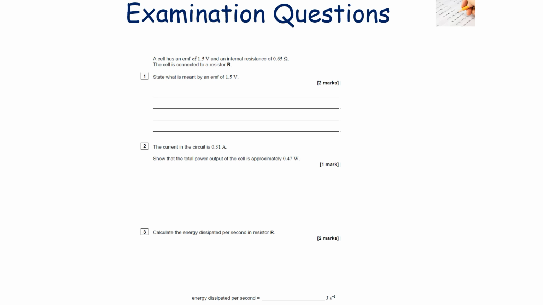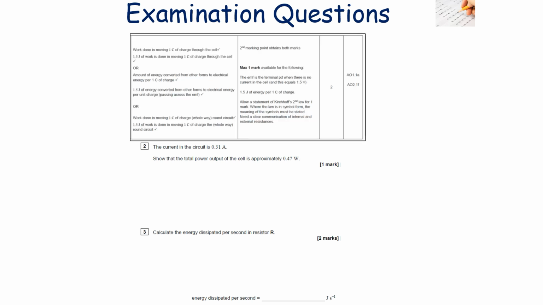Right, so the first one's asking for the definition of EMF. So we know EMF is the work done per unit charge. So you would say in this context, because it's 1.5 volts, you've got 1.5 joules of work being done to move 1 coulomb of charge through the cell. Or you could say 1.5 joules of energy is converted to other forms for every 1 coulomb of charge.